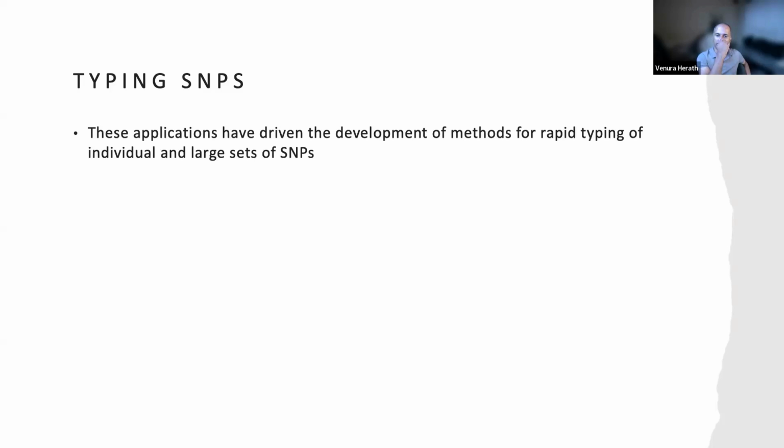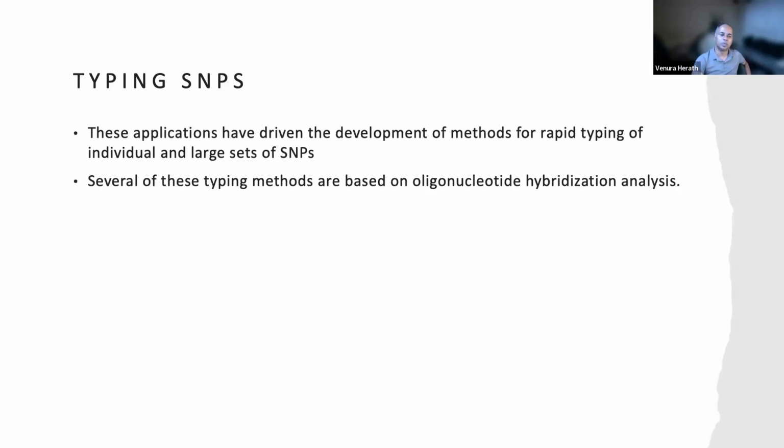Because the era of SNP markers came very late, we have a lot of new techniques to screen SNPs on a very large scale, or high throughput. Most of the methods are based on what we call oligonucleotide hybridization analysis.